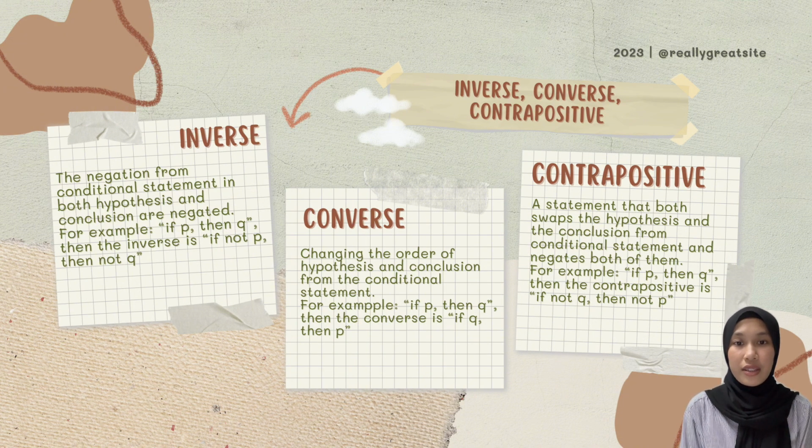Lastly, how to know whether it is contrapositive. It is a statement that both swaps the hypothesis and the conclusion of the conditional statement and negates both of them. By that, we can know that it is a contrapositive. So, for example, if P, then Q. Then the contrapositive is if not Q, then not P.